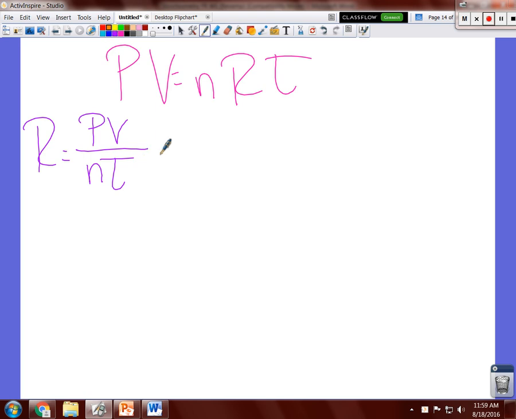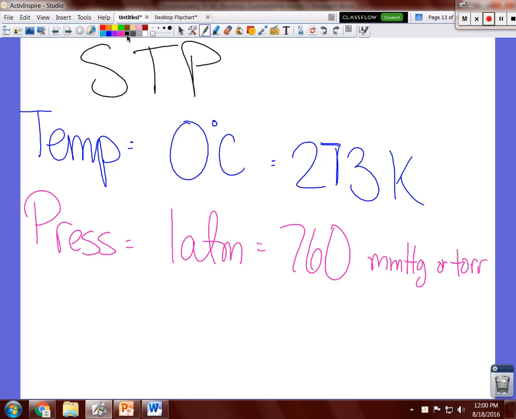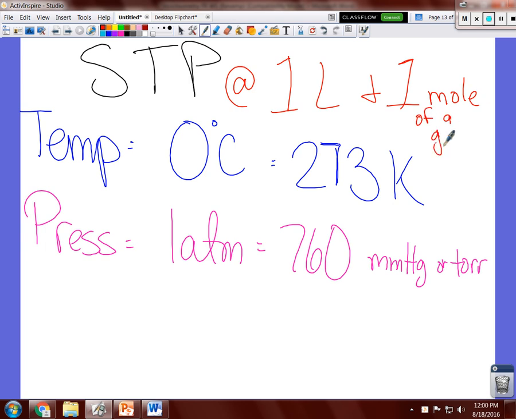So let's do two of them. We're going to do two calculations. The first one we're going to use is 1 atm. Also, I missed something over here. My bad. STP is normally at 1 mole of a gas. I should have thrown that in a second ago. I'm glad I looked, because I knew that didn't sound right.